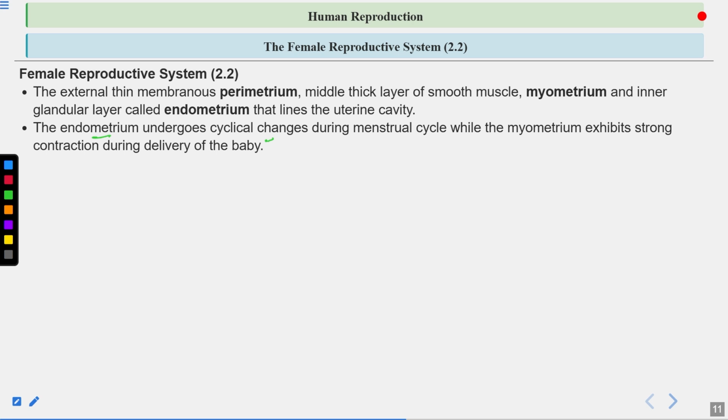Now this was about the endometrium. Now myometrium. Myometrium is made up of smooth muscles. Because of the presence of smooth muscles, they exhibit strong contraction during delivery of the baby. Okay.